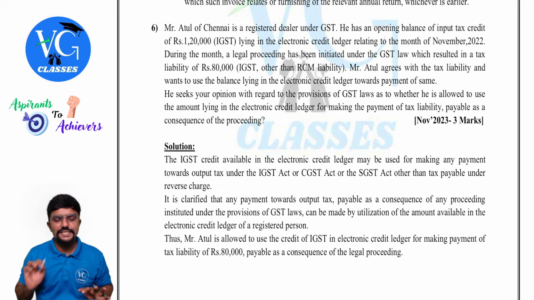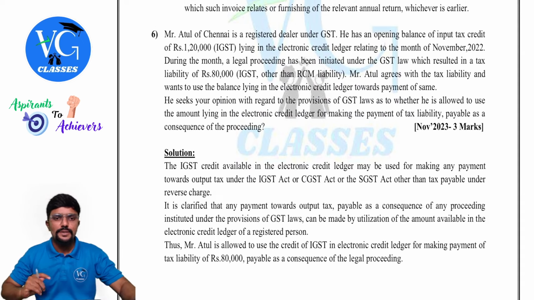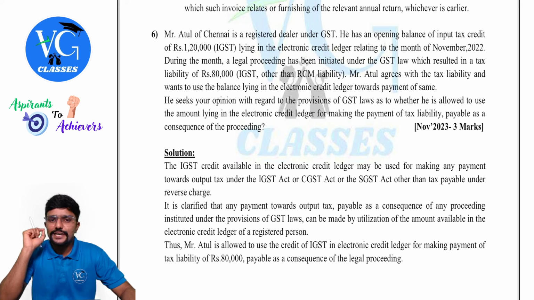Question number 6, guys. Theory question. Mr. Atul of Chennai is a registered dealer under GST. He has an opening balance of input tax credit of rupees 1,20,000 IGST lying in the electronic credit ledger relating to the month of November 2022. During the month, a legal proceeding has been initiated under the GST law, which resulted in a tax liability of 80,000 IGST other than RCM liability.